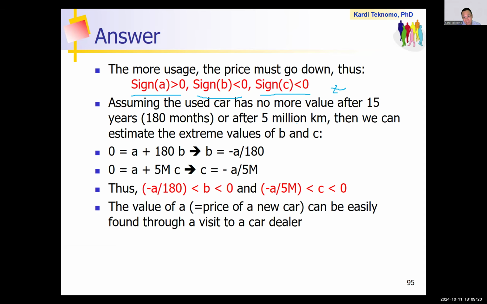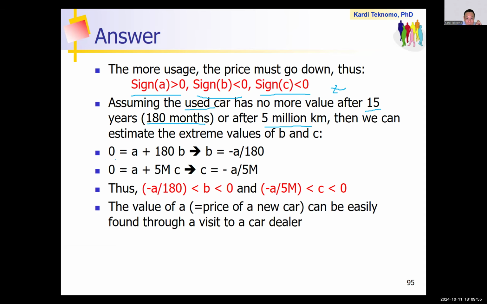Then you assume something, for example, you assume to the extreme. Because this is a used car, it has no more value after, say, 15 years and after 5 million kilometers. You can put any numbers as long as they are still reasonable. So 15 years multiplied by 12 is 180 months, and in that case you put it into the formula.